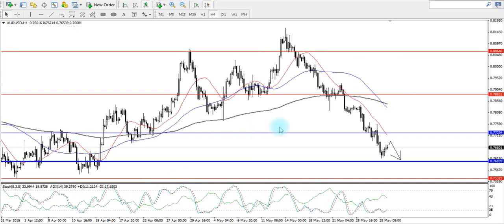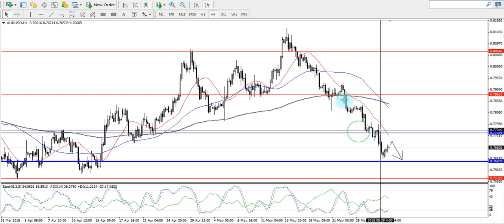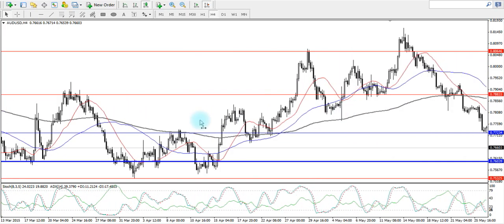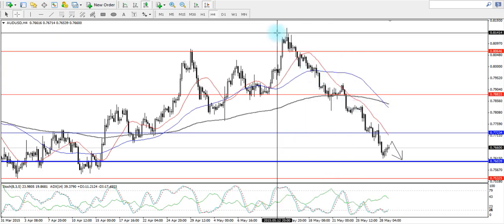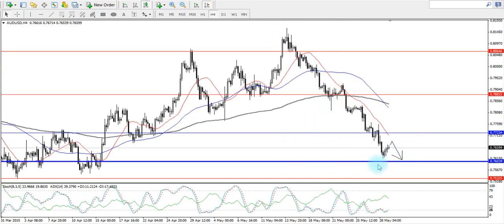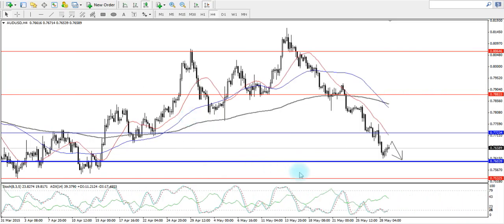Alright, so next we have the Aussie against the US dollar. So as we've seen, price ever since it broke below the 200 moving average has been falling tremendously, and right now it's about to hit the final exhaustion level, the price of 0.7603. We expect price to fall even further, all the way back to the previous low, the price of 0.7522.